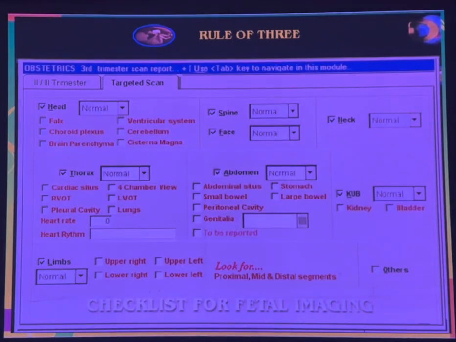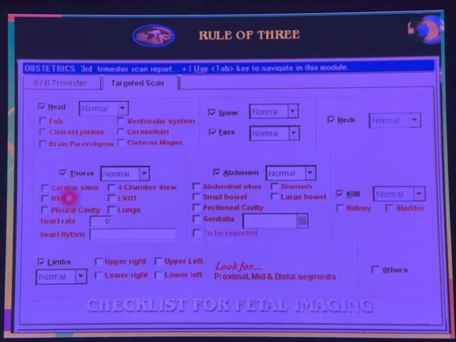Then comes reporting. This is the rule of three. In the head, you have to see the falx, choroid plexus, brain parenchyma, ventricular system, cerebellum, and cisterna magna. Cisterna magna you have to measure, and it is usually less than 10 mm.